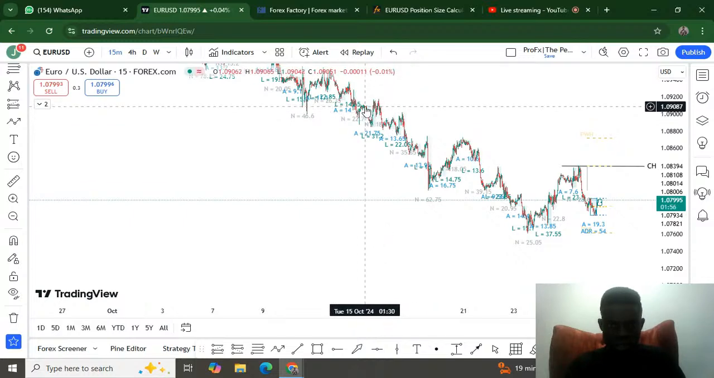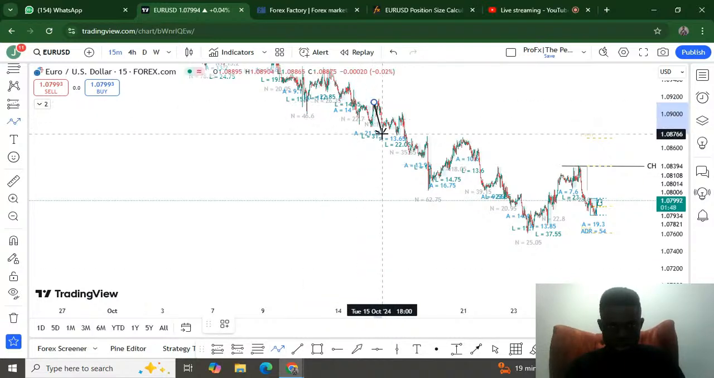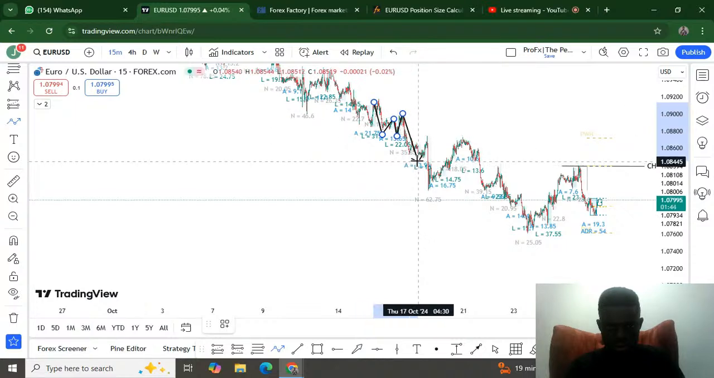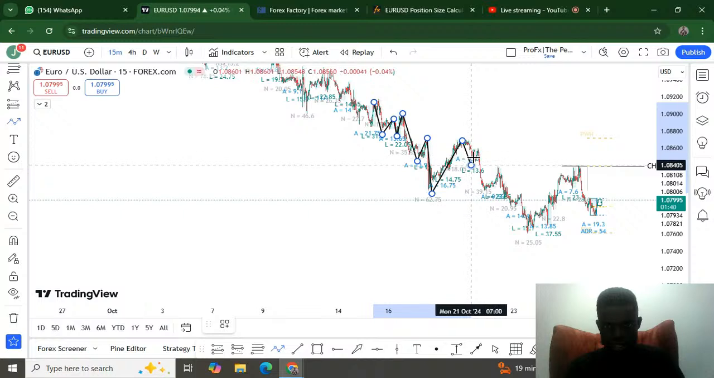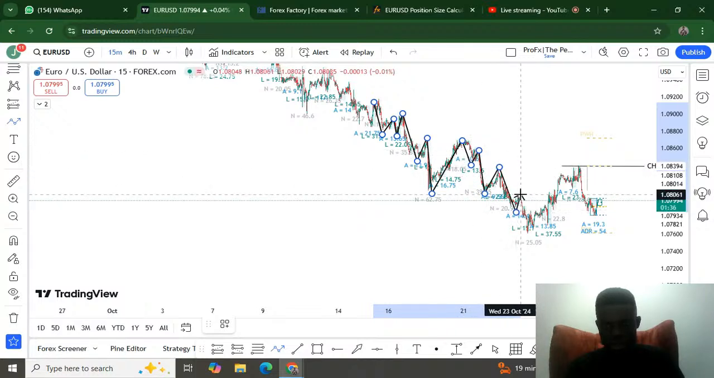From Tuesday, let's go to 15 minutes. Like I said, it must not be all that perfect, but just ensure you're picking the swing points as much as you can.